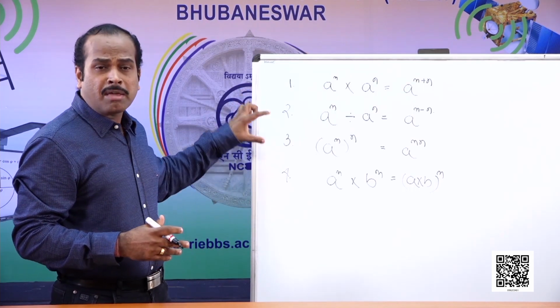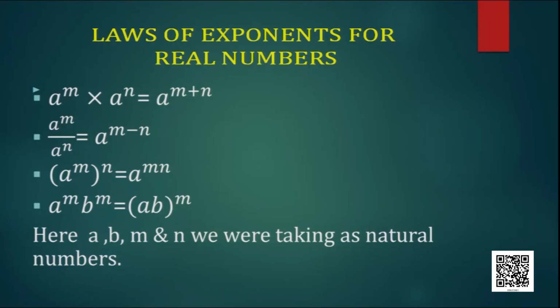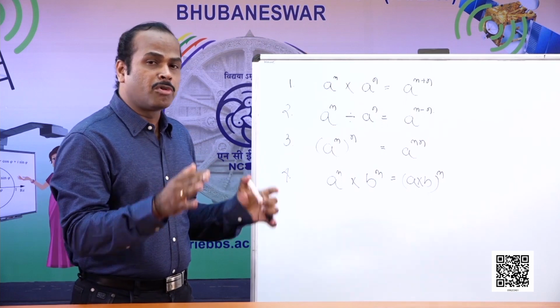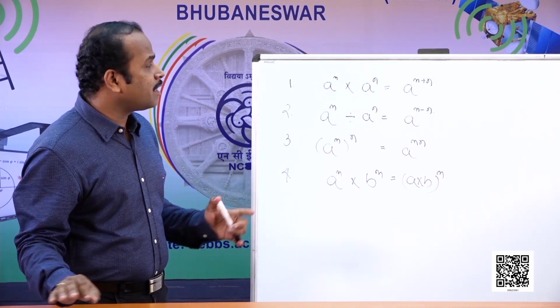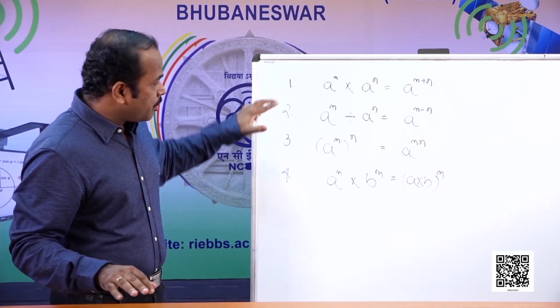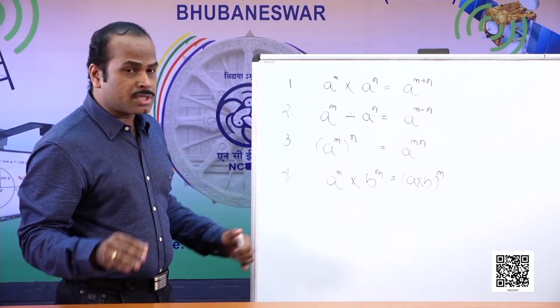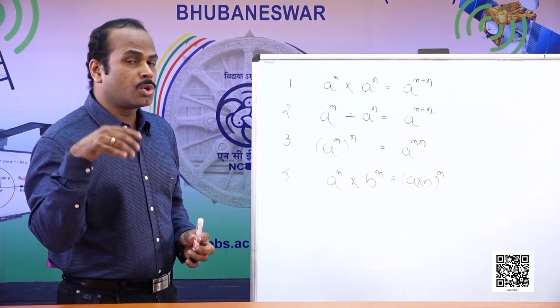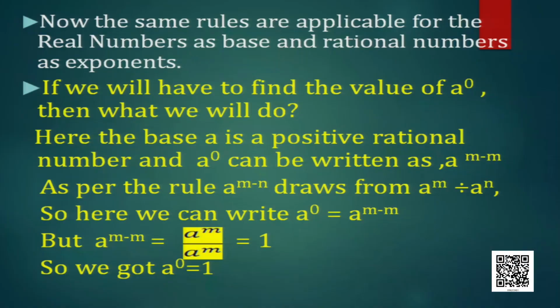Here this a, b, m, n all we were taking as natural numbers. But now we are discussing real numbers. So how can this be used in real numbers? Let us observe. In addition to all these things, if I need to express a to the power 0, how will I express it? So let us see now.